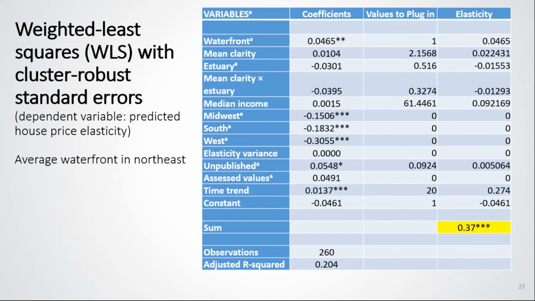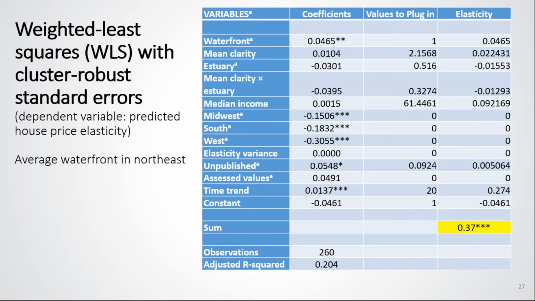So for example, suppose we want to know what the average elasticity of a waterfront home in the Northeast is. We would plug in a 1 for the waterfront dummy. We would plug in the averages for water clarity, estuaries, median income, and unpublished studies. And we would plug in zeros for the 3 regional dummies, so this model represents the Northeast. For elasticity variance and assessed values, we plug in 0 to reflect best statistical practices.